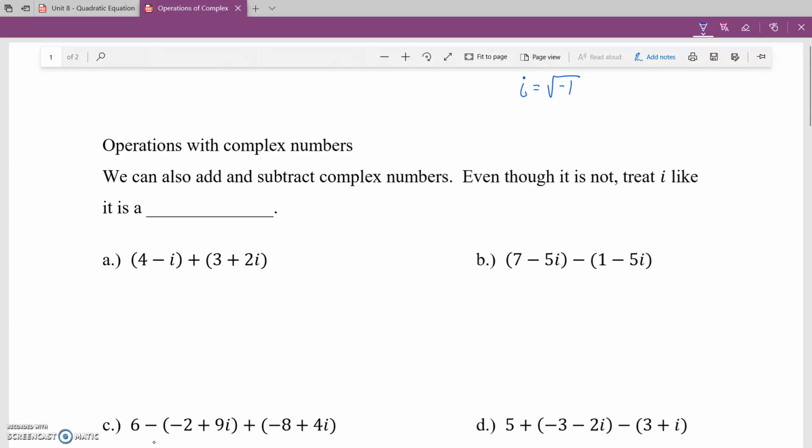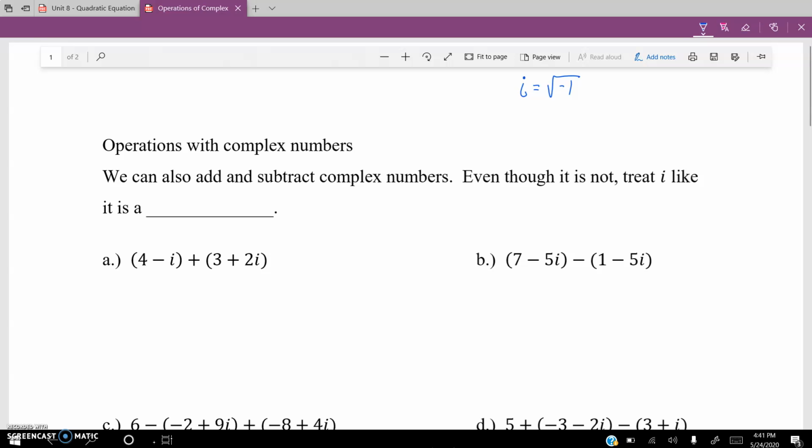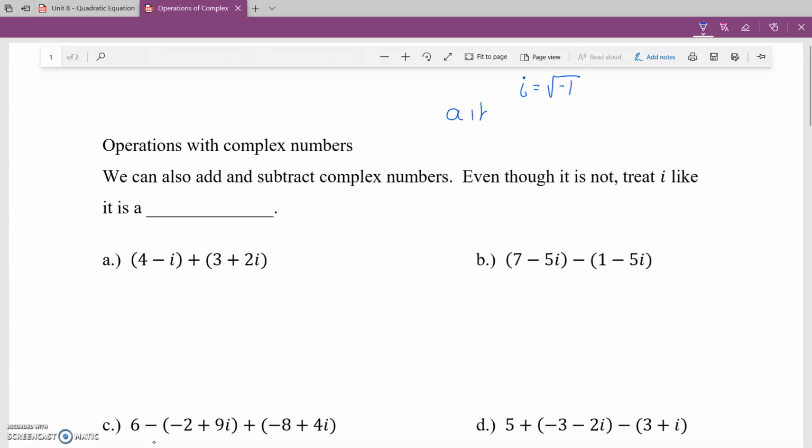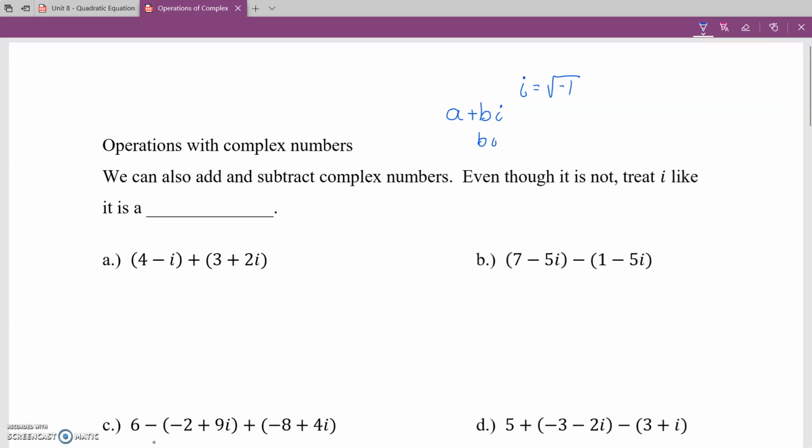Well, complex numbers is really just when you combine your imaginary numbers and whole numbers. So complex numbers are something that look like this: a plus bi, or a real number plus an imaginary number. They could also just be imaginary. That's fine as well.